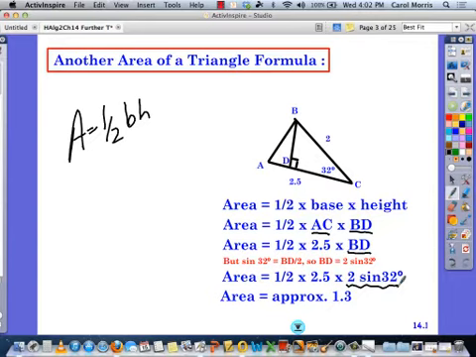Now, since we didn't have units, we don't know if we're in inches, feet, miles, etc. With our calculator, knowing that the sine of 32 is not a nice number, we're going to end up with approximately a 1.3-ish answer.